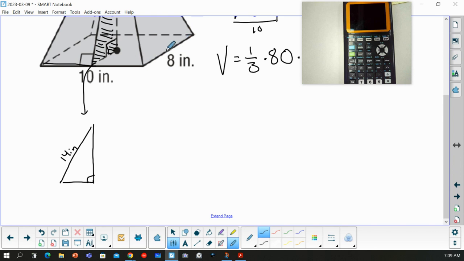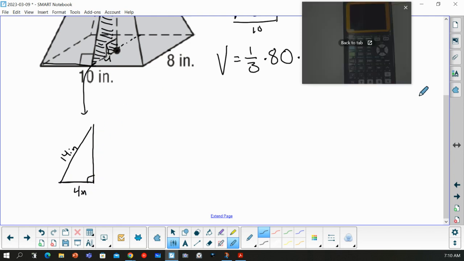But we do have this 8 inches going this way. If this line was all the way across, it would be 8 inches. So this is right in the middle because this is a symmetrical pyramid. It means from here to the middle would be 4. Half of that is 4. So I could put that line right there, 4 inches.